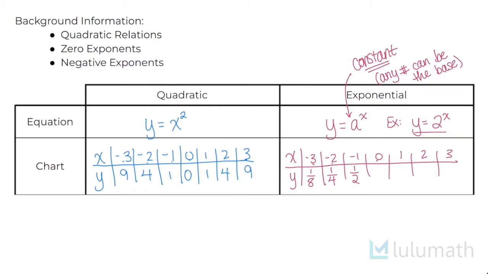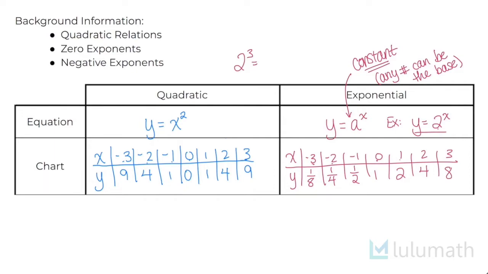For our input of 0, it would be 2 to the power of 0, and anything to the power of 0 is simply 1. Again, if you need a refresher on that, you can find the zero exponents video on the website or at the Lulumath YouTube channel. For our next one, with our input of 1, it'll be 2 to the power of 1, which is simply 2. For our next input, it would be 2 to the power of 2, which is 2 times 2, which is 4. And then our last input would be 2 to the power of 3, which means 2 times 2 times 2, which is 8.